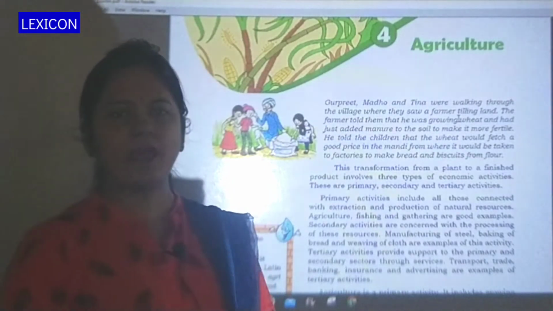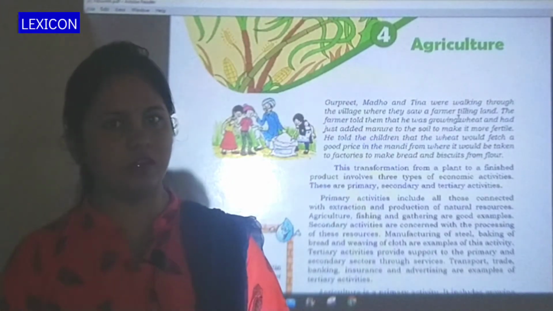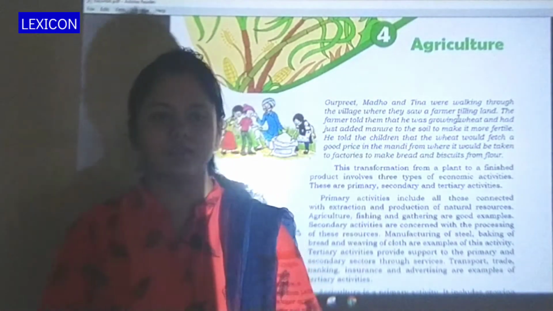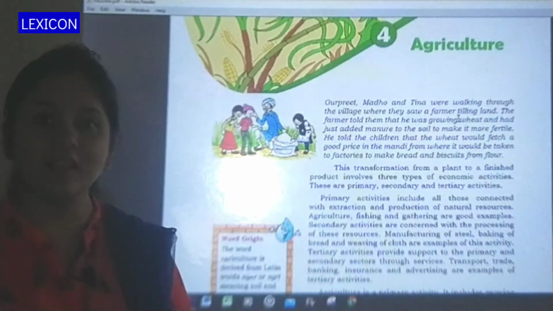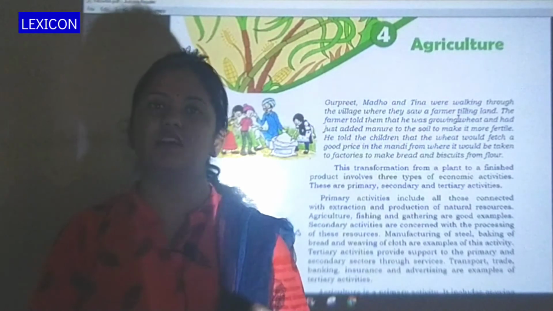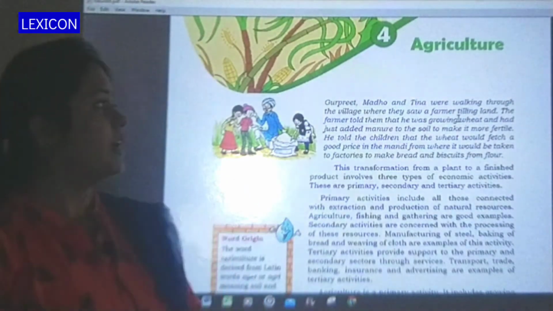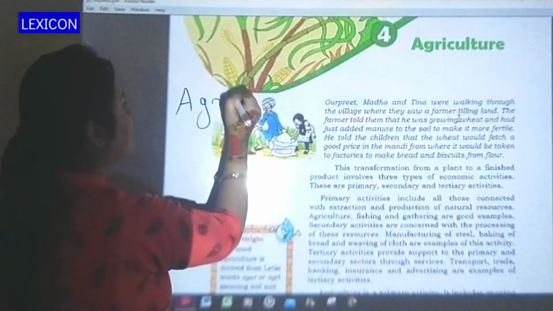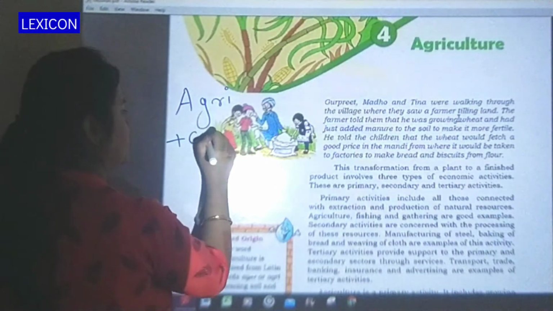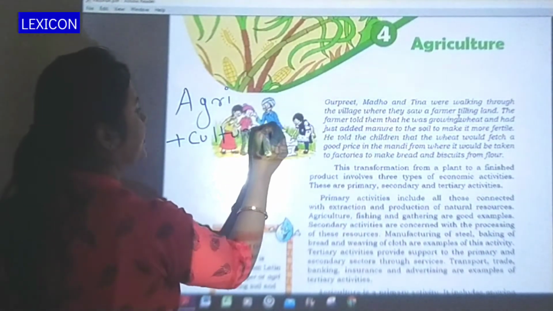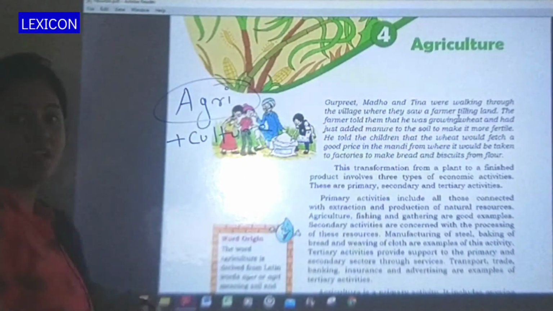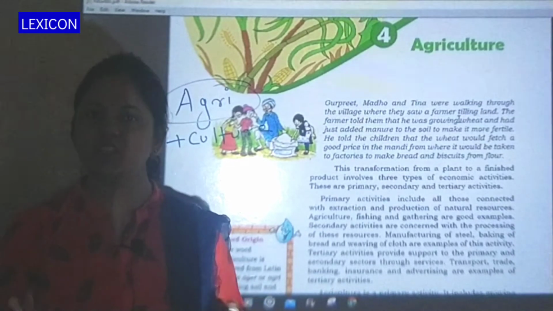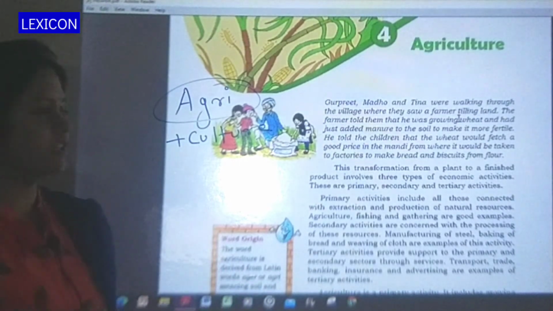So we all know agriculture is a very familiar word for all of us. We all know what is agriculture. Just I am explaining. Agriculture means cultivation of crops. It is made from two words, agri plus culture. Okay, it is a Latin word. The meaning of agri is soil. Okay, so it means the cultivation in soil is called agriculture.